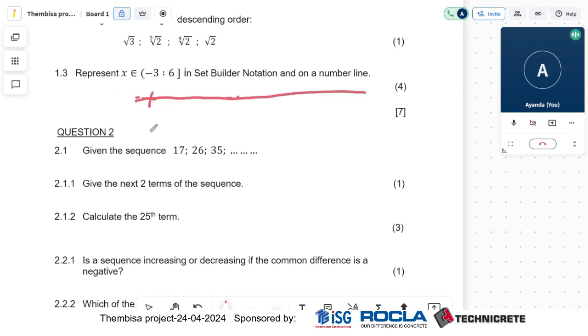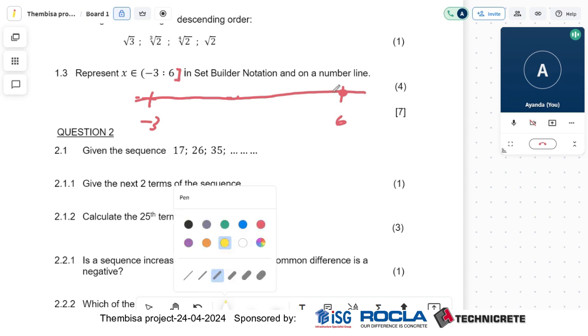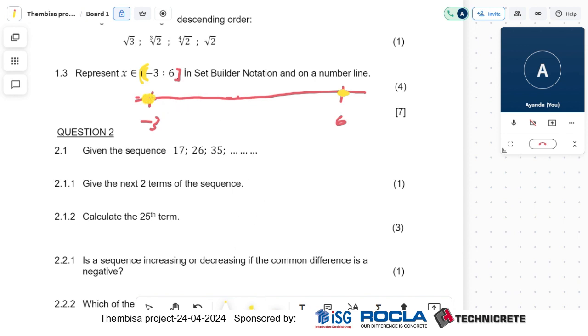We'd start off at -3. We'd end up at +6. And to show that +6 is included, we'd close our circle. Let's maybe make that a different color so it's clear. You'd have a circle that's filled in, but because -3 is not included from the round bracket, we'd have an open circle at -3. What about set builder notation?